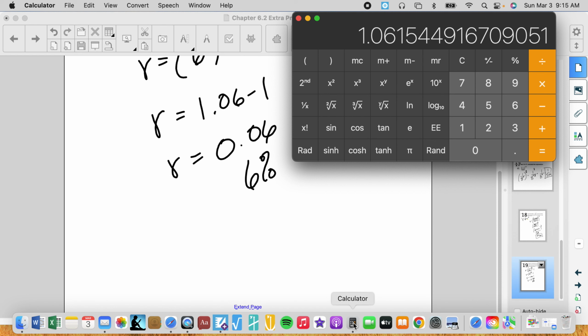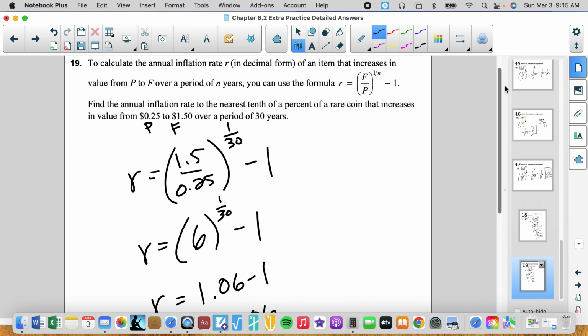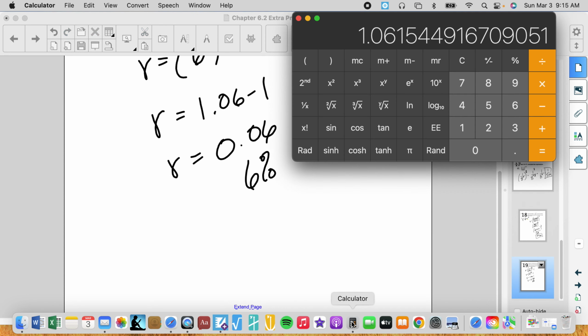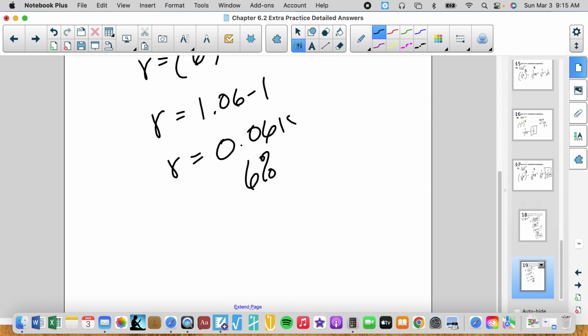Oh, so I think it says nearest tenth of a percent. So we're going to have to go out further. We would move our decimal 2 places to make it a percent. So 6 point, and that's going to be 2 because we're going to round up.